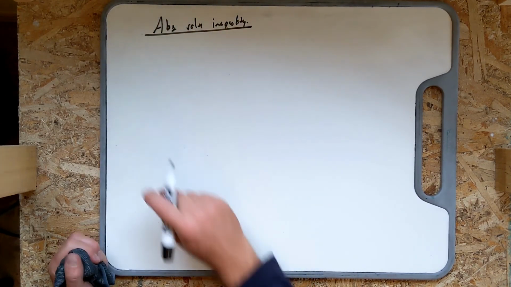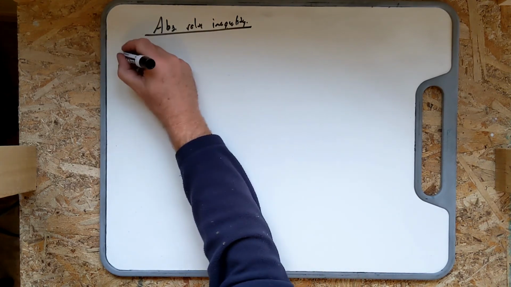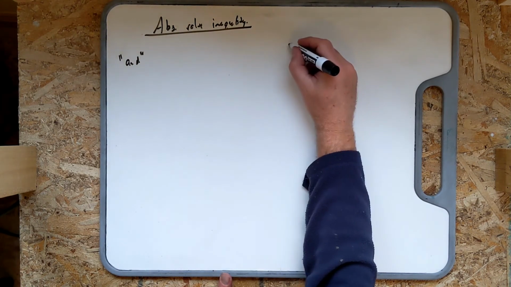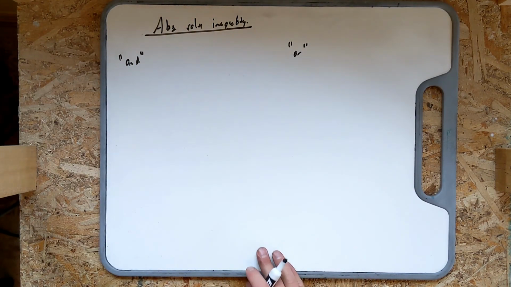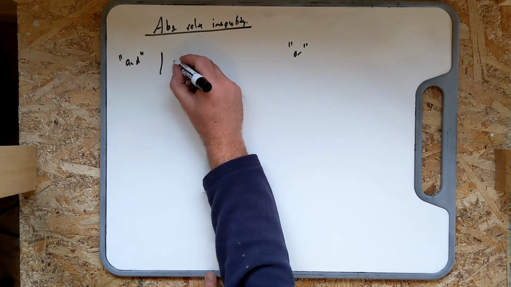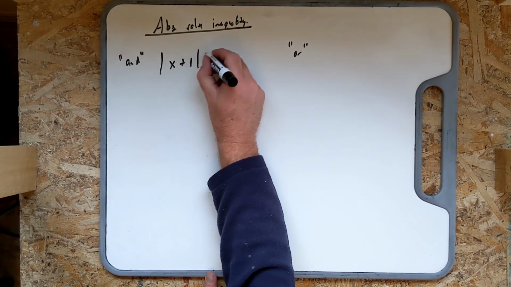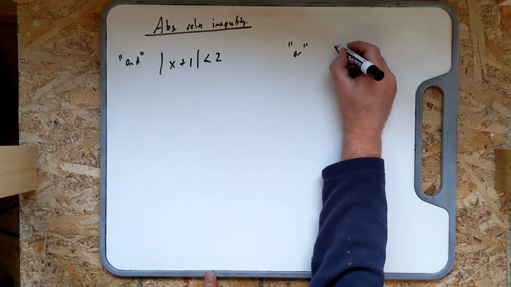Let me give an example of that. So there are "and" inequalities and "or" inequalities with absolute values. They will automatically be compound. Here's an example of an "and." Here's an example of an "or."